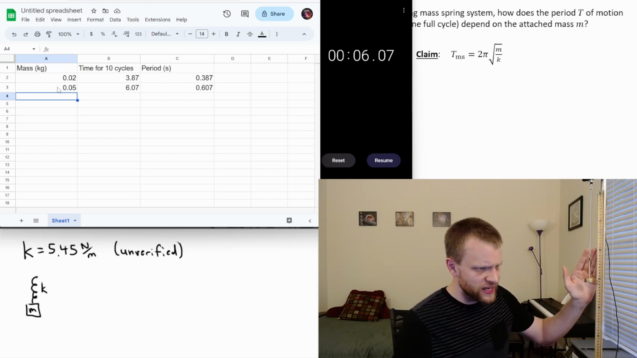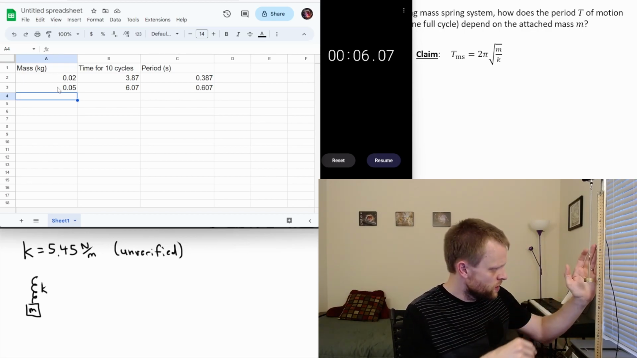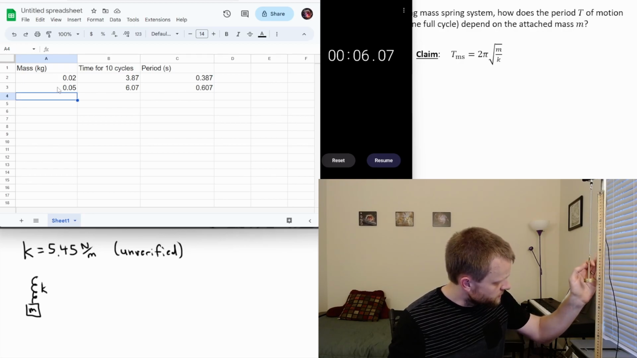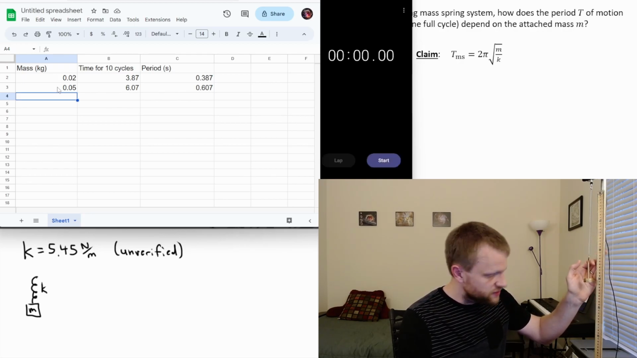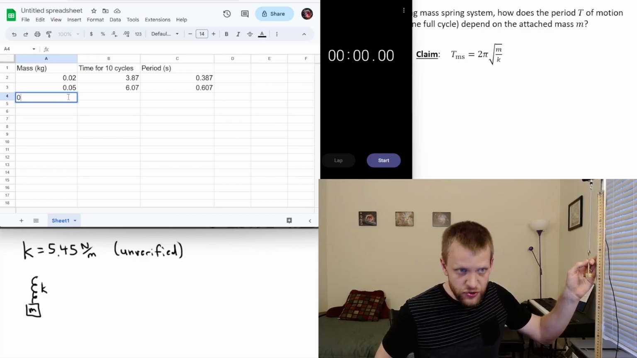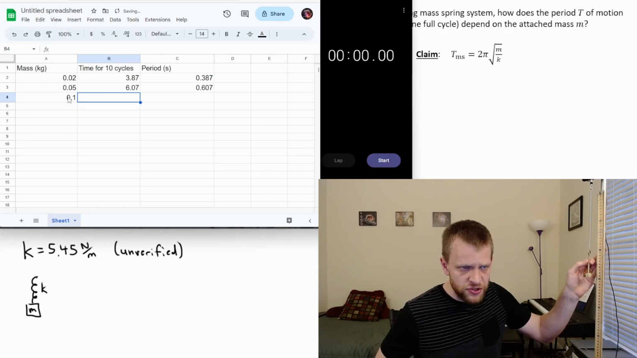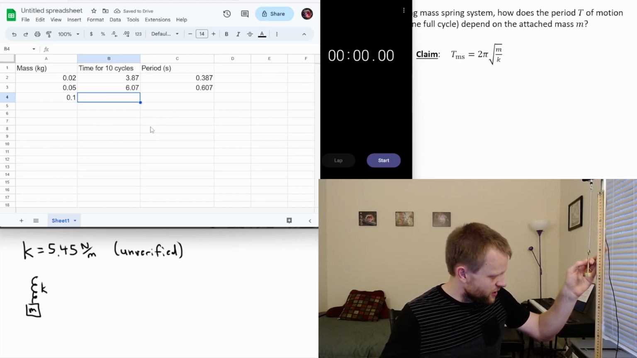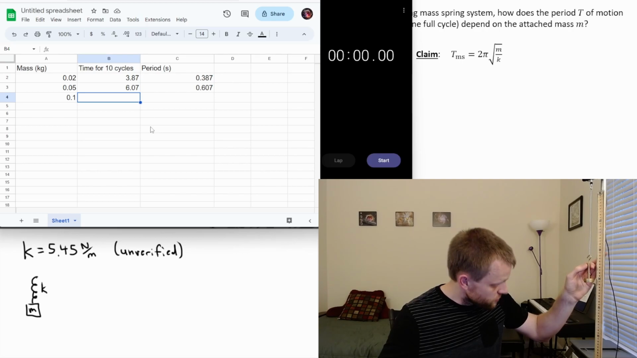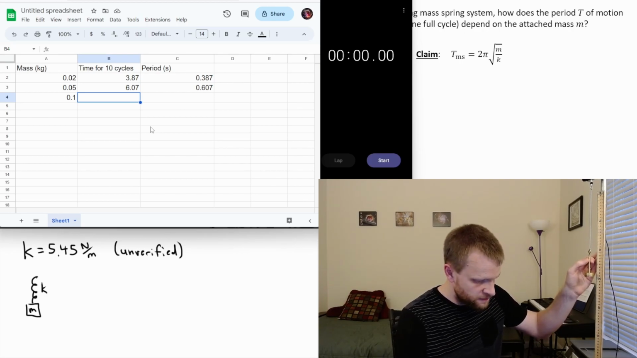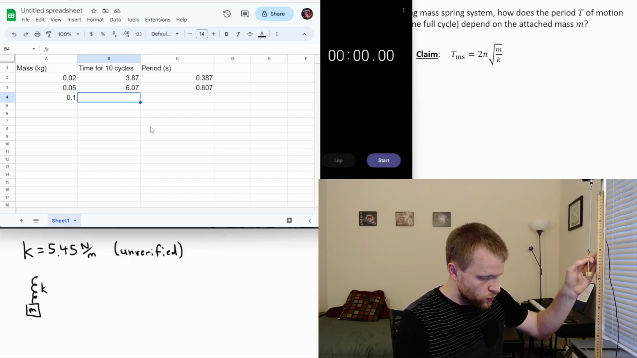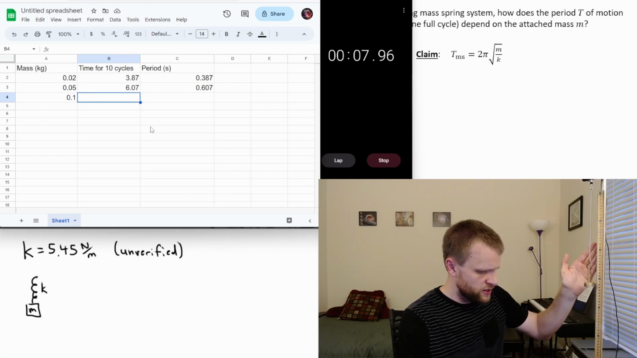Again, I'm going to try to keep my hand here, so hopefully that's reasonably visible on the video. And let's reset this. So again, I'm going to move this up. We are looking at 100 grams, so this is 0.10 kilograms. And let's see if we can get the time for 10 cycles. So move this up 1.5 centimeters, and 3, 2, 1, go. 1, 2, 3, 4, 5, 6, 7, 8, 9, stop.